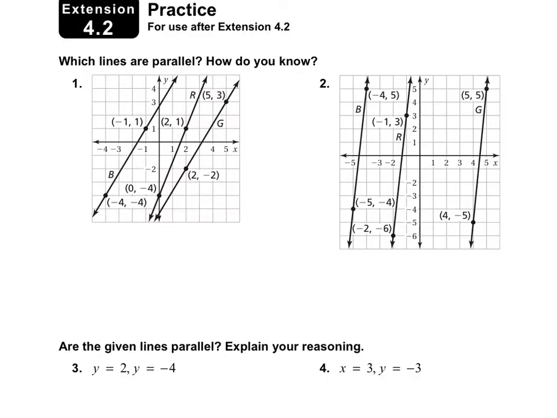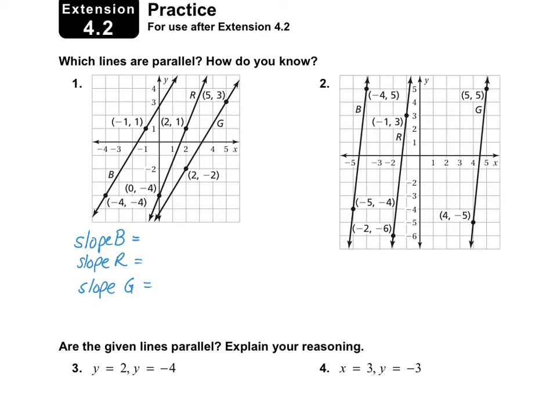On problems 1 and 2, we need to decide which lines are parallel and explain how we know. On number 1, there are 3 lines. This first line is called line B, then we have line R, and then line G. It looks like line B and line G are parallel, but in order to find out for sure, we need to find the slopes. So we're going to find the slope of line B, line R, and line G.